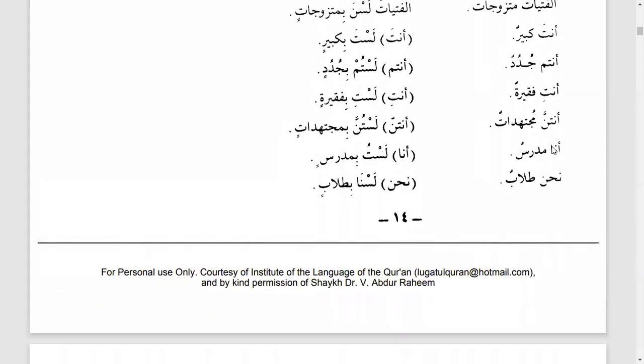Yes, anti faqiratun. Yes, please continue. Anti faqiratun. You are faqir, poor. Poor, okay. Anti lasti bifaqiratin. You are not poor. You're not poor. Okay, excellent.